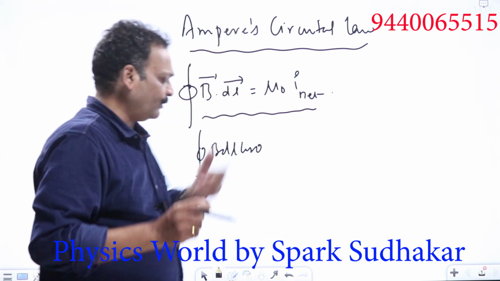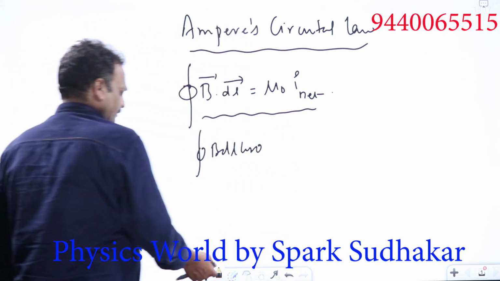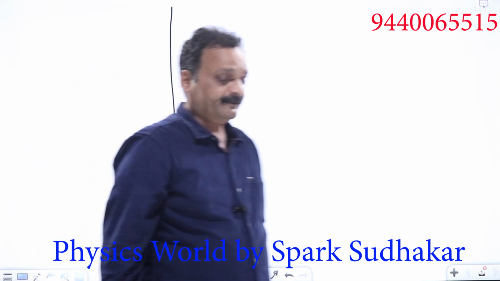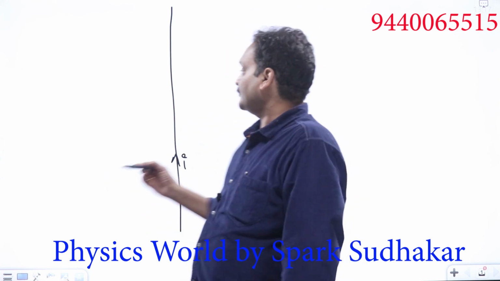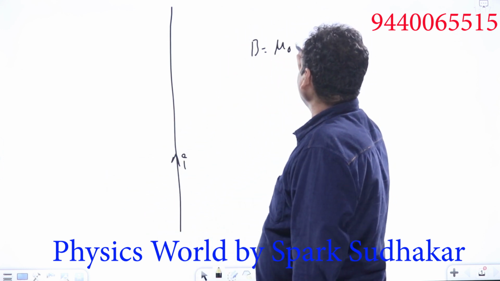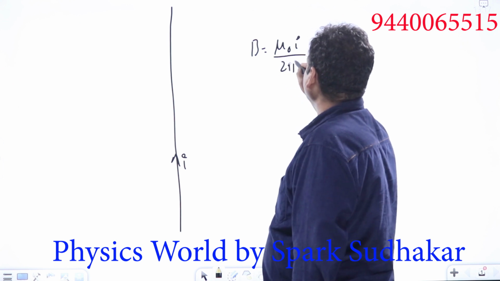One example, one application of Ampere's law is like this. B due to an infinitely long thin straight wire. This we have already seen in Biot-Savart law. We have derived this also. B due to an infinitely long, thin, straight current carrying wire at a perpendicular distance r is mu naught I by 2 pi r, we have seen.